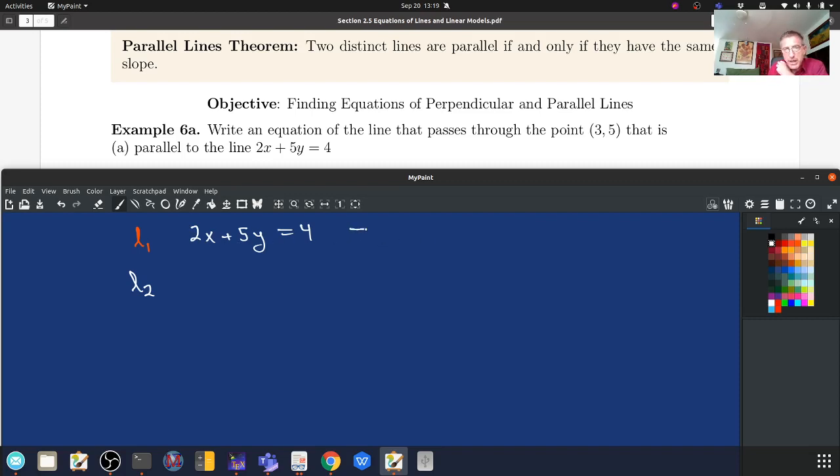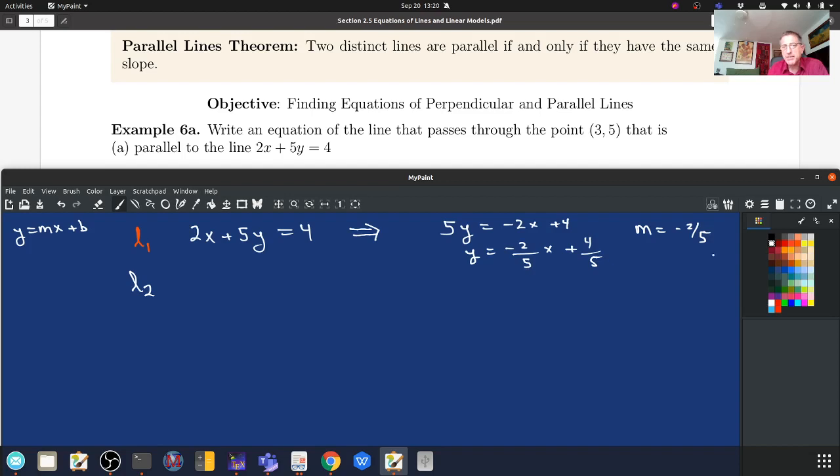So the easiest way to find the slope here is just to solve for y and put it in the form y is equal to mx plus b. So that's going to give me 5y is equal to minus 2x plus 4. And now we divide each side through by 5. y equals minus 2/5 x plus 4/5. So our slope m, which has to be the same for both, is minus 2/5.